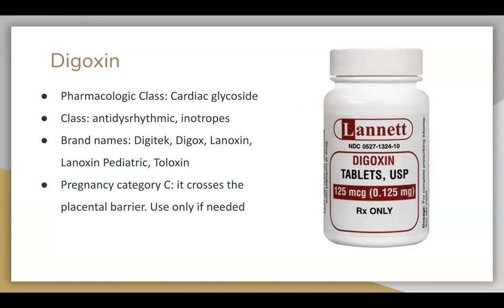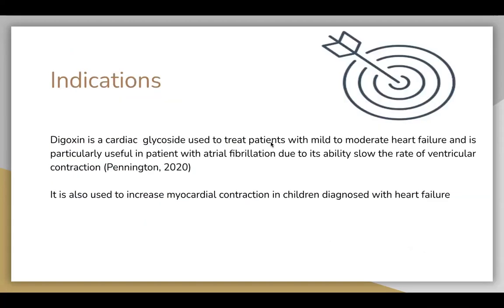Additionally, some brand names are Digitek, Digox, Lanoxin, Lanoxin Pediatric, and Toloxin. And for pregnancy category, it is considered category C because it crosses the placental barrier. So it's a use-only-if-needed drug. It is indicated for patients with mild to moderate systolic heart failure and is also useful in patients who have atrial fibrillation. It also increases myocardial contraction in children who are diagnosed with heart failure as well.